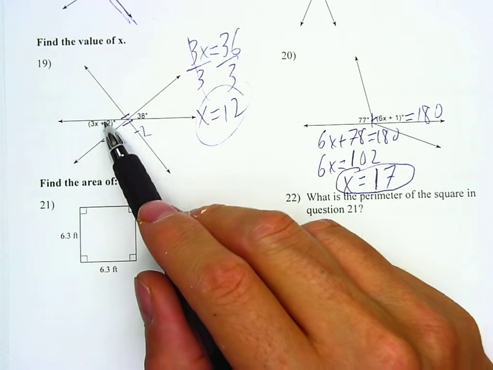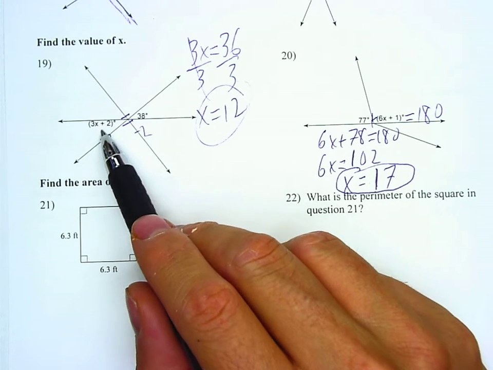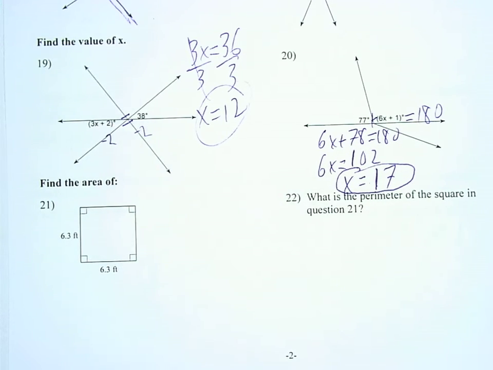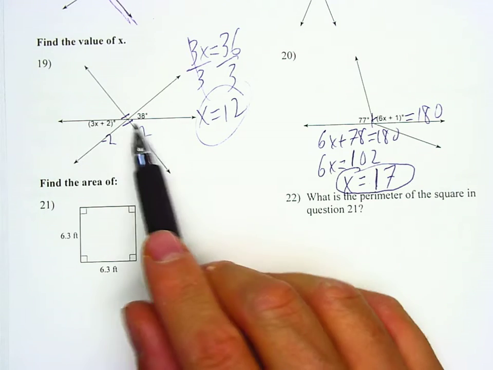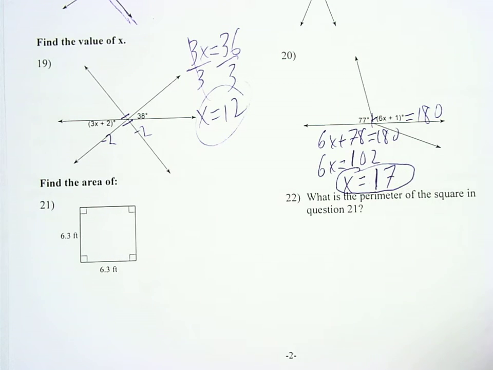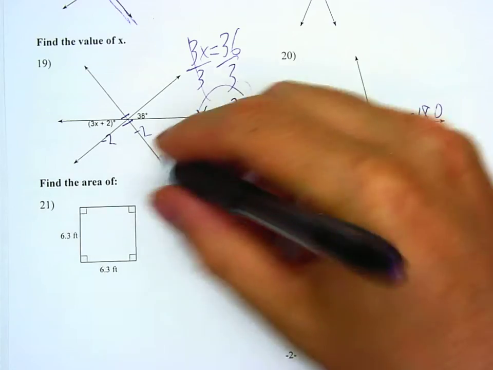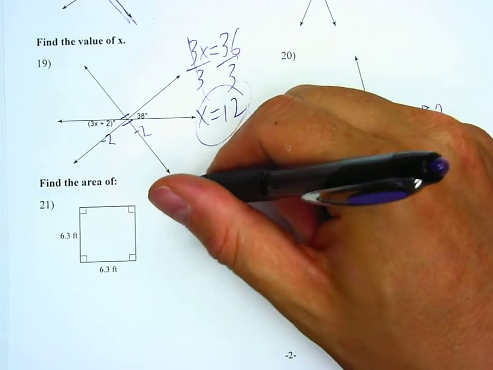Same deal here, I could plug this 22 back in. 36 plus 2 is, in fact, 38. So those two are equal angles. These two are supplementary, as we discussed before. Find the area of question 21, and then we're going to find the perimeter as well.